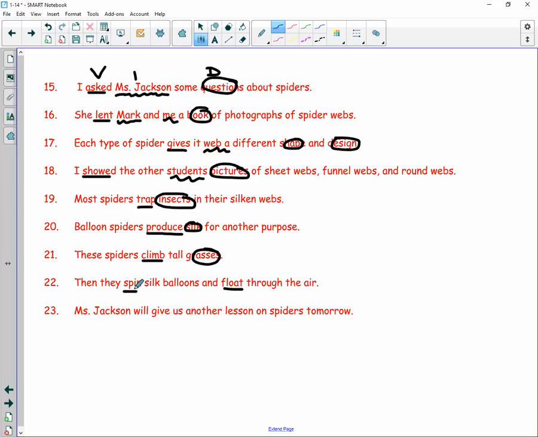Then they spin silk balloons and float through the air. Spin what? Balloons. Silk is just an adjective. It's not happening to silk. And float, float what? We don't have an answer. That's an intransitive verb, so that one doesn't have any objects.